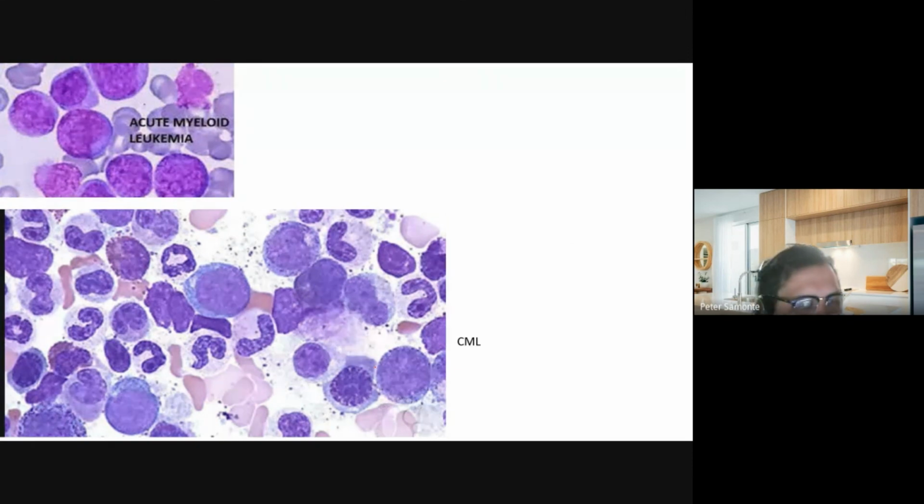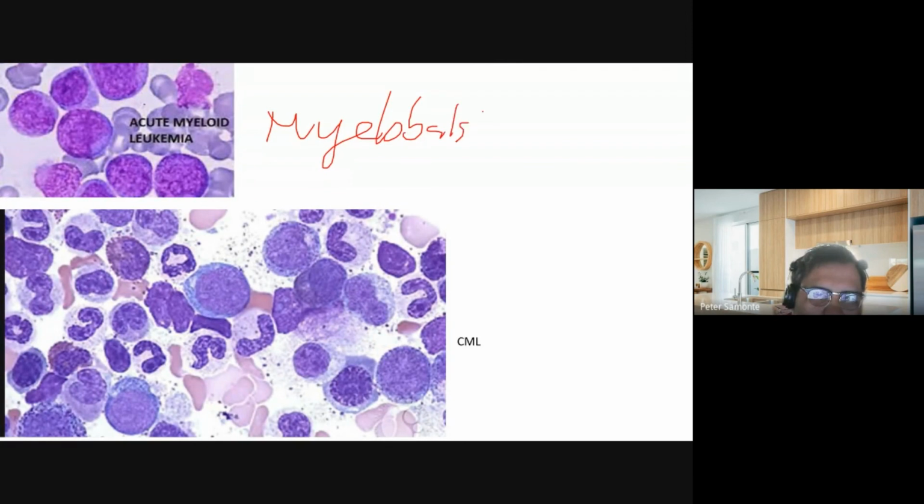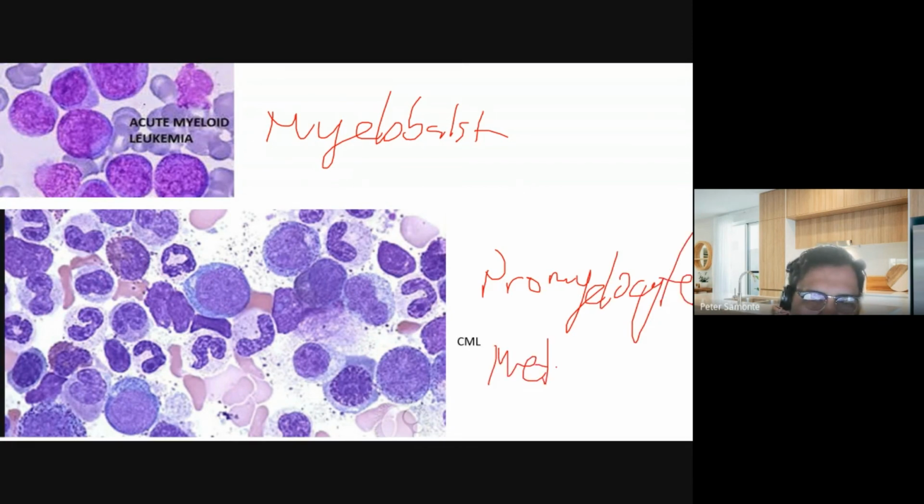So this is an example class of your AML sa taas and sa baba ang inyong CML. So here we have myeloblasts. Then here we have your pro-myelocyte, and your meta-myelocyte. Now, sir, paano ba namin yan ma-identify sa laboratory?